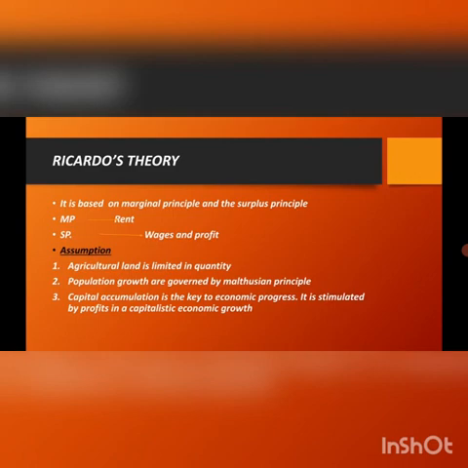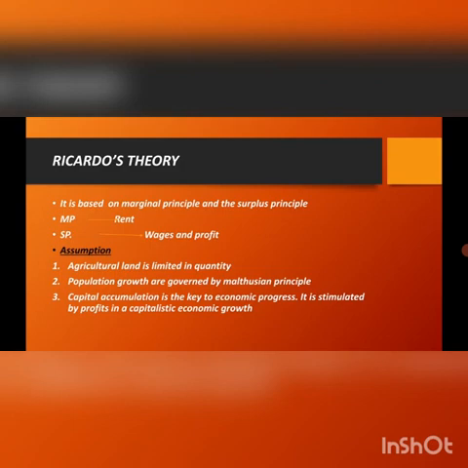So there are three assumptions. The first assumption is that agricultural land is limited in quantity and leads to diminishing returns. So labor is the variable factor, and the use of additional labor leads to diminishing marginal return. The second assumption is that population growth is governed by Malthusian theory. The population grows whenever wages rise above the subsistence level and declines when wages go below this level.